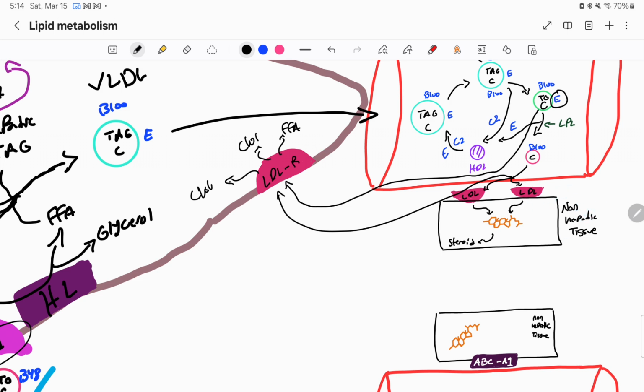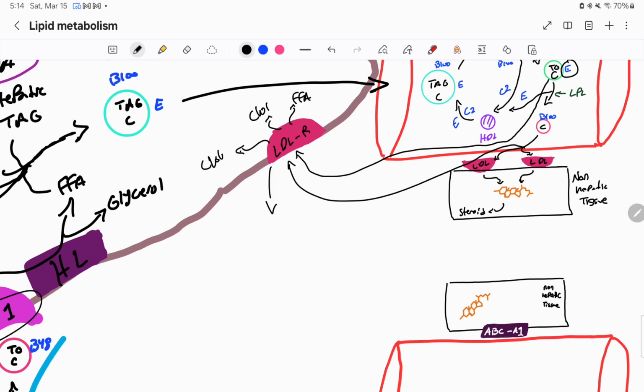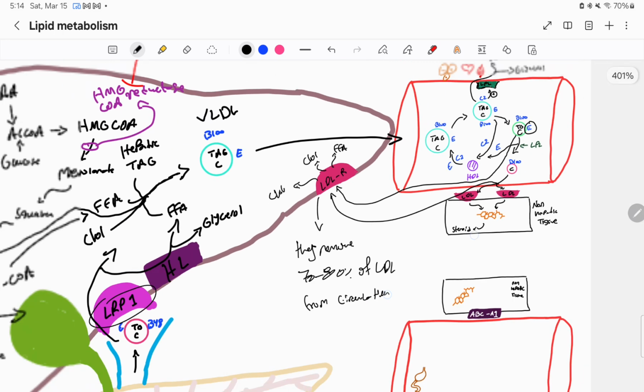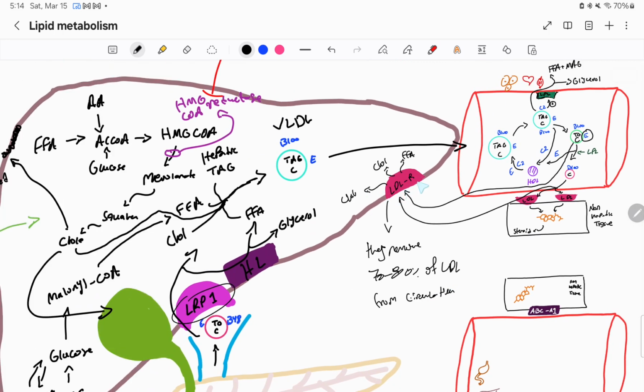But anyways, that's that. Now, how much of the actual LDL is going to be removed by the non-hepatic tissues and how much by the actual liver? Well, I'll tell you something right now. The liver, okay, is extremely important. The LDL receptors located on the hepatocytes are really important. Why? Because these guys remove about 70 to 80% of LDL particles from the circulation, okay? So the amount of LDL receptors on the actual liver really matters, okay?